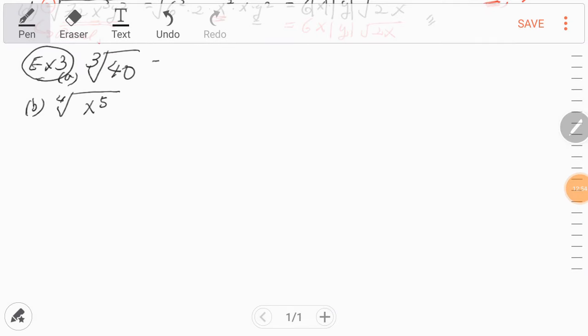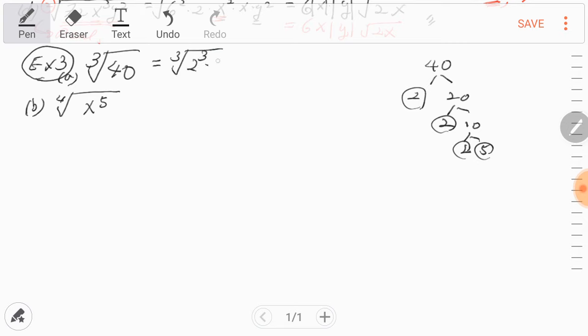Okay, this exercise, the index is 3. So let's try to make cube for the radicand. So 40 is what? 2 times 20. 20 is 2 times 10. 10 is 2 times 5. So 40 is 2 cubed times 5. So cube root of 2 cubed times 5. 8 times 5, right? And 8 is 2 cubed. And then this 2 cubed, if you separate it, it looks like this: cube root of 2 cubed and cube root of 5.